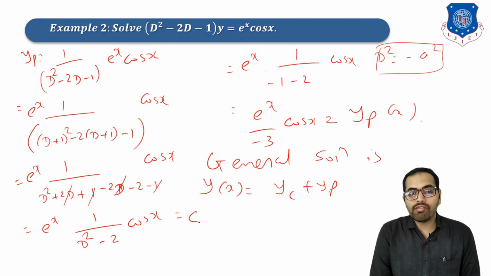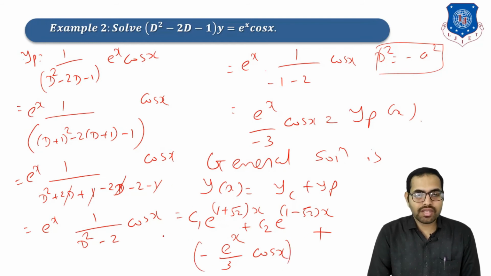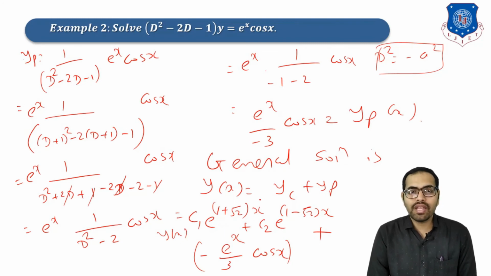We have the formula yc = c1 e^((1+√2)x) + c2 e^((1−√2)x) plus yp, which is e^x/3, with a negative sign into cos x, meaning here the sign will be negative. That is our general solution y(x), where c1 and c2 are arbitrary constants.